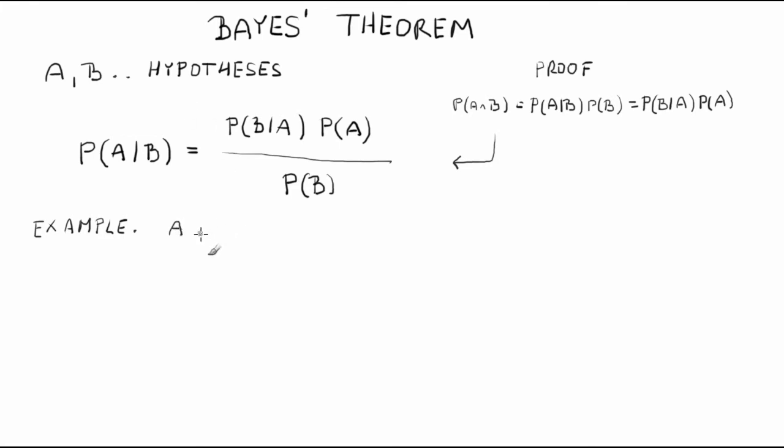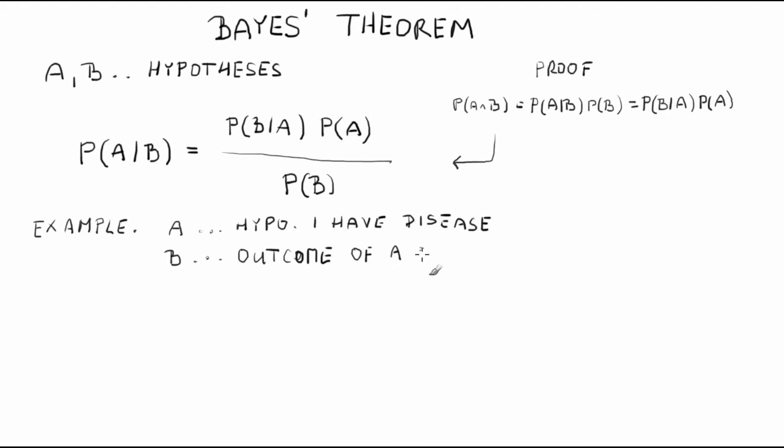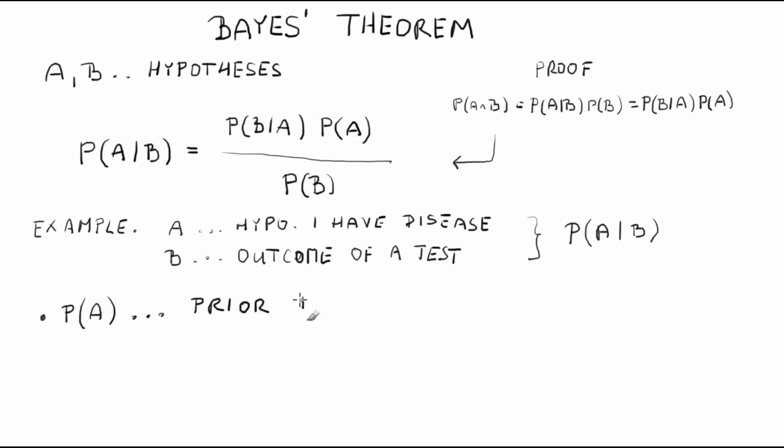If A is a hypothesis that you have a certain disease, and B is an outcome of a medical test, then Bayes' theorem gives a prescription for how to update the probability that you have the disease in the light of the medical test result. Let's have a close look at the individual terms appearing in Bayes' theorem. Probability of A is a degree of belief that you have the disease prior to undergoing the test. It is called a prior probability, and it is typically a subject of long debates. It is not always clear what the prior probability is.